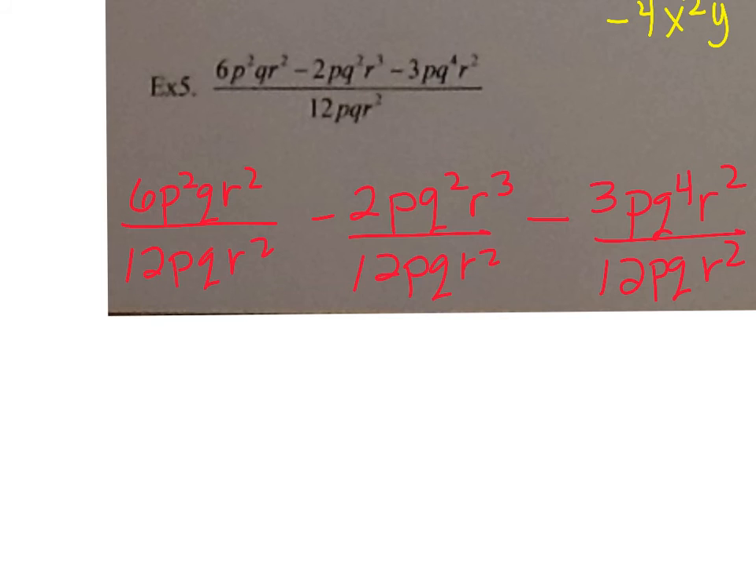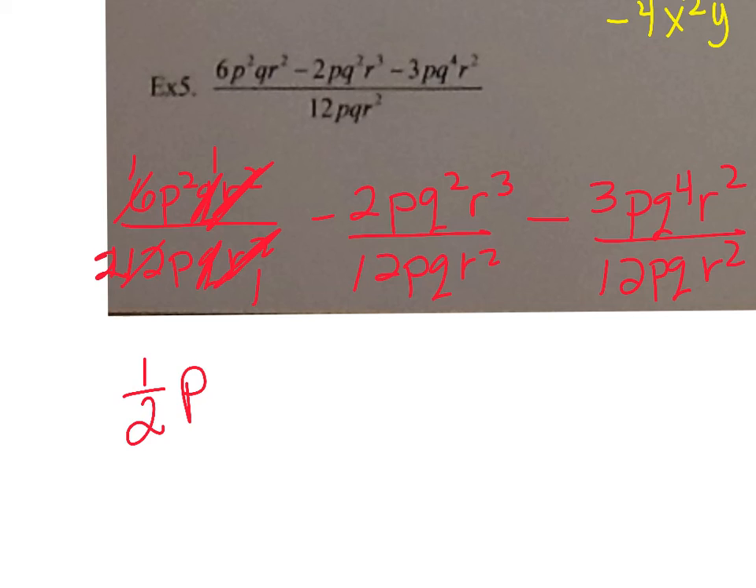All right, so let's start with the 6 and the 12 here. 6 divided by 12 reduces to 1/2. Right, 6 goes into 6 once, into 12 twice. So that's 1/2. P to the second divided by P is P. Q divided by Q is 1. Anything divided by itself is 1. R squared divided by R squared is 1. So these are just 1s.